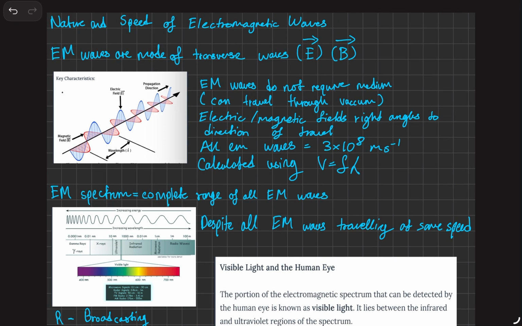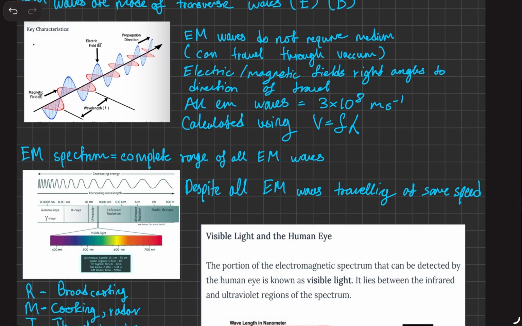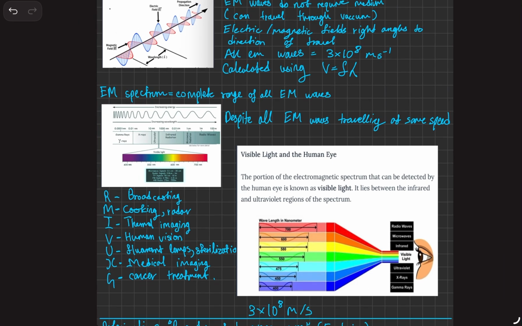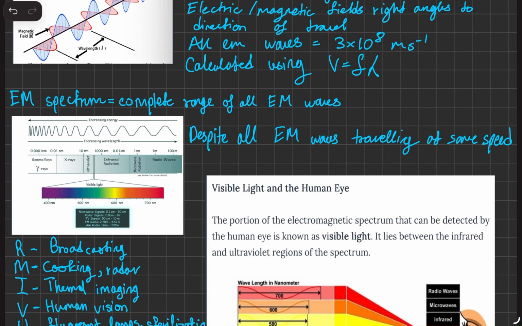Oh wait, I shouldn't get into polarization just yet, but all electromagnetic waves travel at 3 times 10 to the 8 meters per second. You can determine the speed, the frequency, the wavelength, whatever they're asking for. I doubt it would ever be speed, but it might be one of these two, by substituting the value of 3 times 10 to the power of 8 into v, and then rearranging for whether they ask for your frequency or the wavelength. Now, the EM spectrum is a complete range of all EM waves.